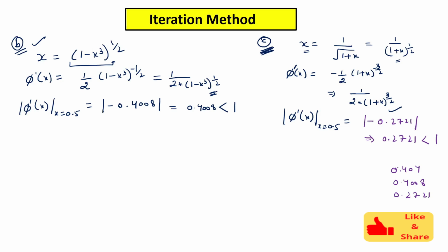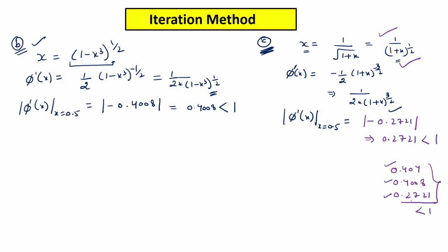And what is that way? So this was one value, this was another, and this was another value that we were getting, and all are lesser than 1. So what is the smallest value out of these 3? So this 0.2721 is the smallest value. So corresponding to this is the x equal to phi x form. So we can proceed with this form.